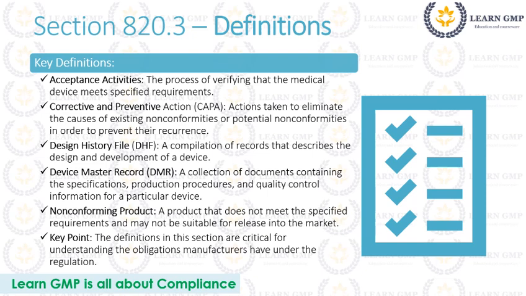Device master record, DMR: a collection of documents containing the specifications, production procedures, and quality control information for a particular device. Non-conforming product: a product that does not meet the specified requirements and may not be suitable for release into the market. Key point: the definitions in this section are critical for understanding the obligations manufacturers have under the regulation.